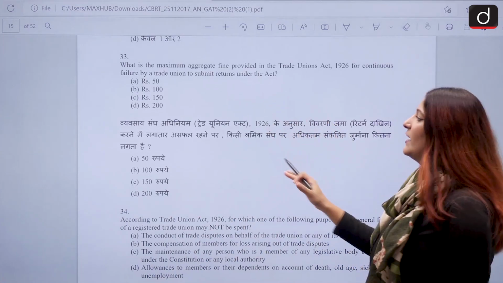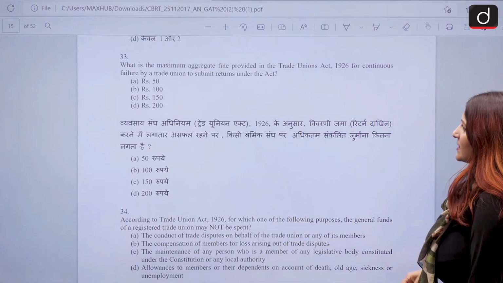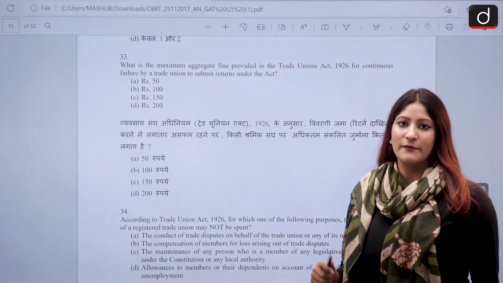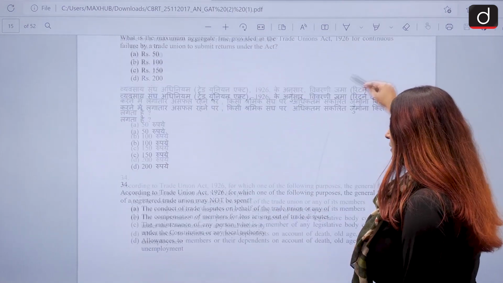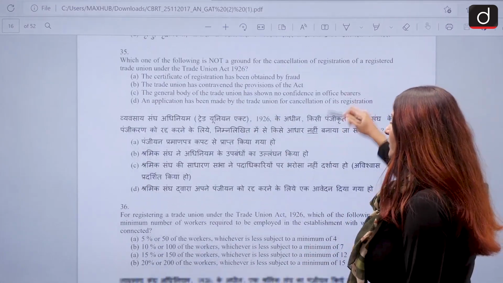This is highly factual, right? What is the maximum aggregate fine provided in the Trade Unions Act of 1926 for continuous failure by a trade union to submit returns under the Act? 50, 100, 150, 200. Trade unions, because in the duties only you saw that you have to work with the trade unions as well.